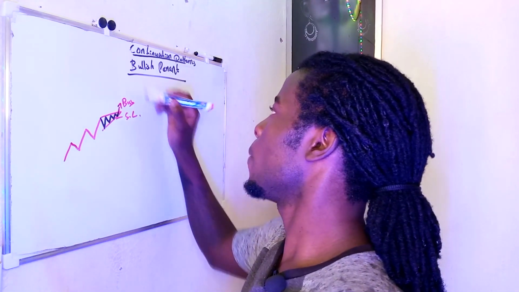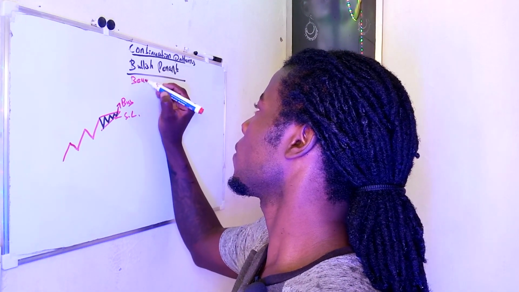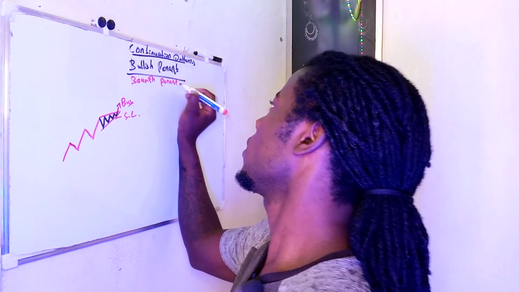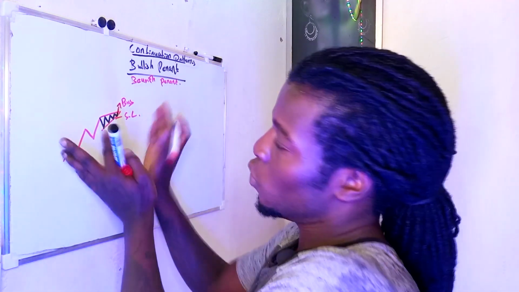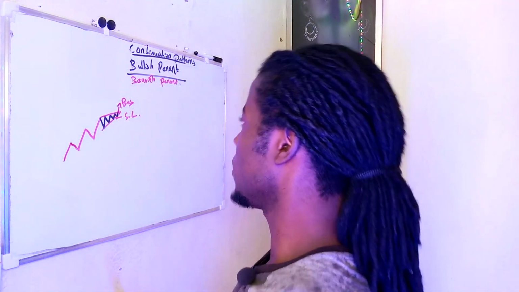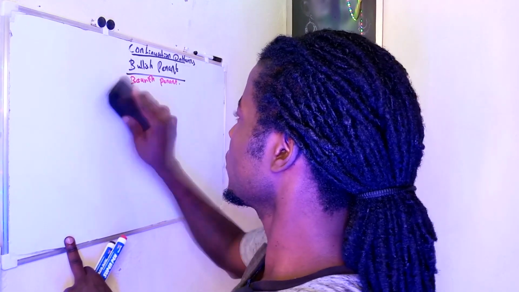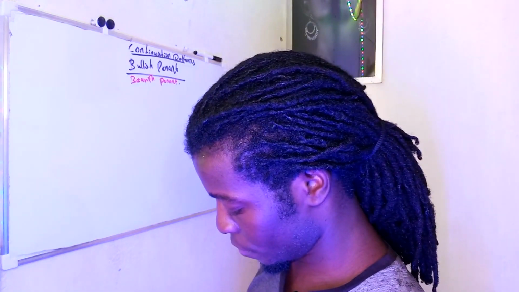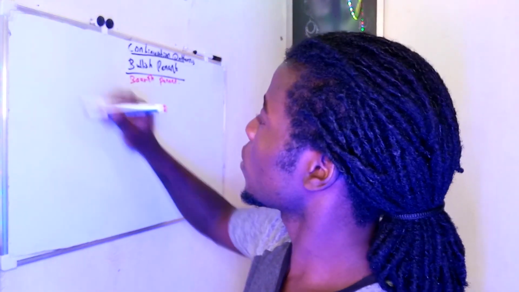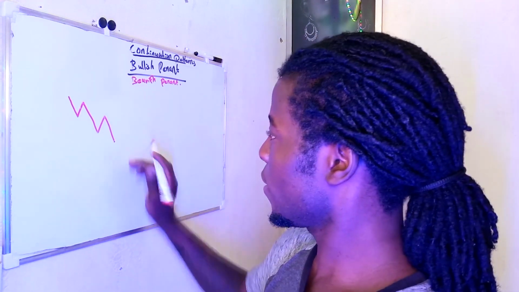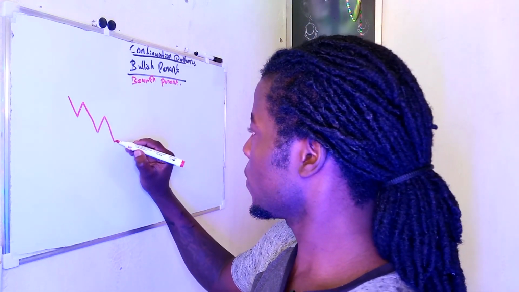The other one should be bearish now. The bearish pennant should be the opposite of the bullish pennant. So let me do this. The market is giving us, of course, lower low, lower high, lower low, lower high, lower low, but then the market decides to do this.